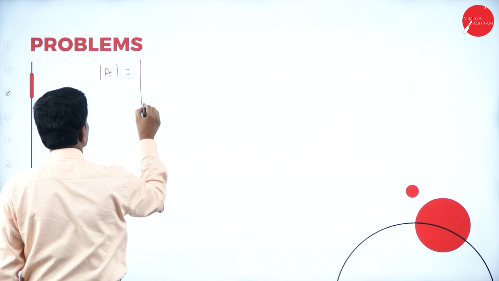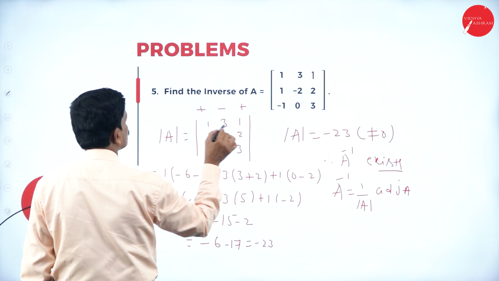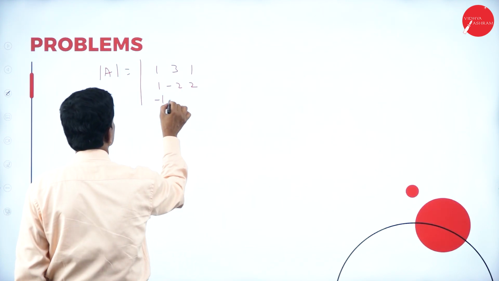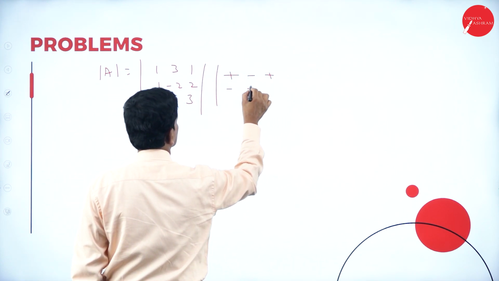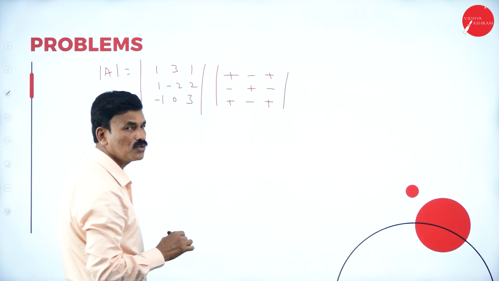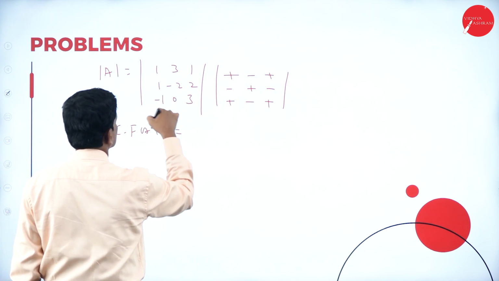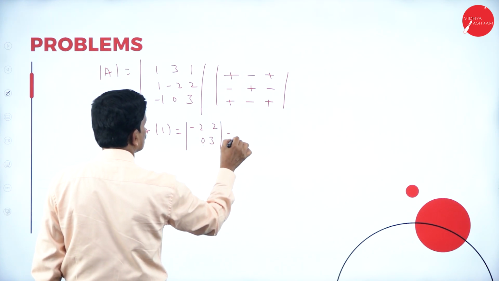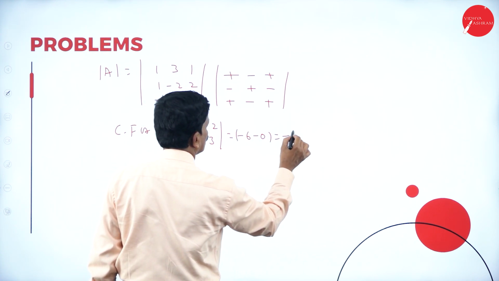A is equal to determinant 1 3 1, then second row 1 minus 2 2, and minus 1 0 3. So the signs, as you know, are plus minus plus, minus plus minus, plus minus and plus. Now just find out the cofactors. Cofactor of 1 is equal to, this row and column is deleted, I will write in detail, 0 3. This is 2 into 3 is 6, minus 6 minus 0. This is equal to minus 6.